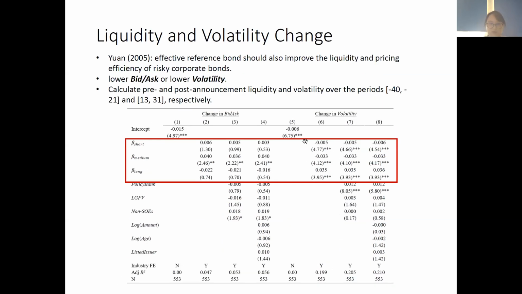Yuan 2005, they also predict that the presence of a reference rate sovereign bond might improve the liquidity and pricing efficiency of those corporate bonds. So we also look at the liquidity of the bond around this event window.